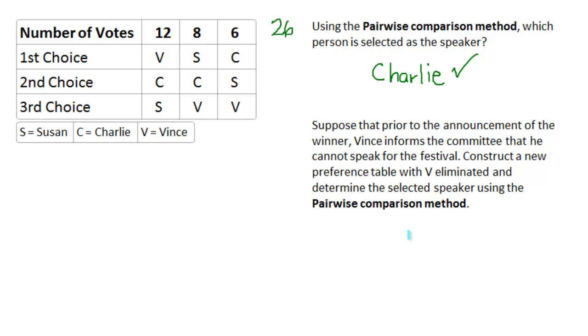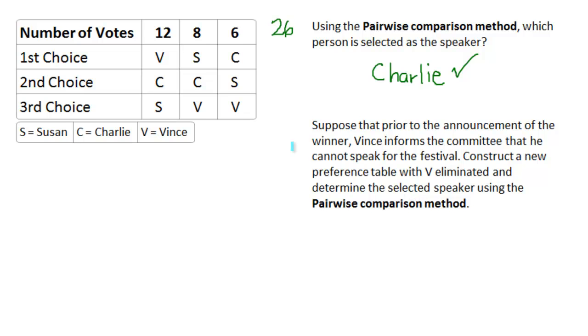Okay, so the second part of this question says, suppose that prior to the announcement of the winner, Vince informs the committee that he cannot speak for the festival. So Charlie, although was the selected winner, he hasn't been announced yet as the speaker. But Vince informs the committee he cannot come, he cannot speak. So they're asking us to construct a new preference table with Vince eliminated, and let's determine who the selected speaker is going to be using the pairwise comparison method again.